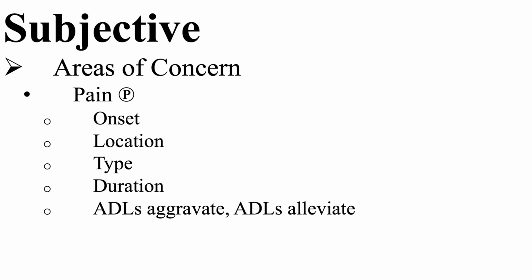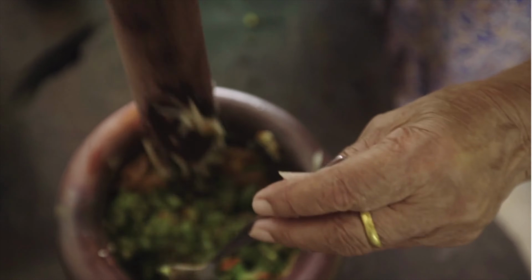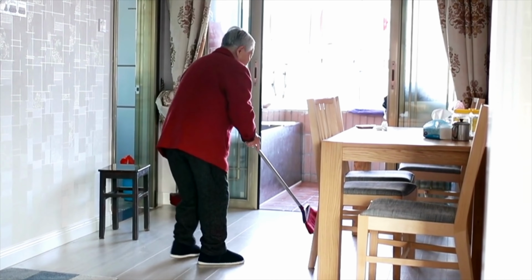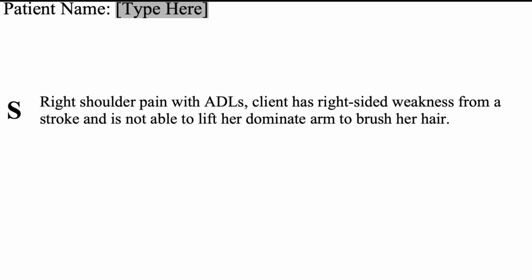ADLs that aggravate the pain. ADL is an acronym meaning activities of daily living. This is another acronym healthcare professionals use to save time when charting their clients' SOAP notes. ADLs are the activities necessary for daily living, such as cooking, cleaning, bathing, brushing your hair, etc. For example, shoulder pain with ADLs. Client has right-sided weakness from a stroke and is not able to lift her dominant arm to brush her hair, would be considered subjective information that we would need to chart in the subjective section of our client's SOAP notes.